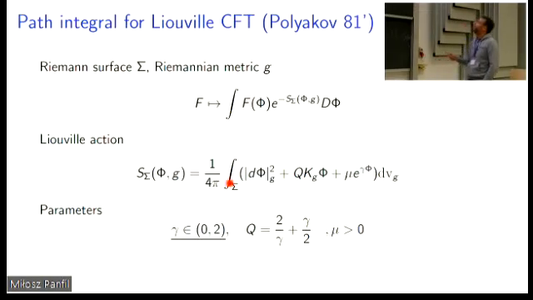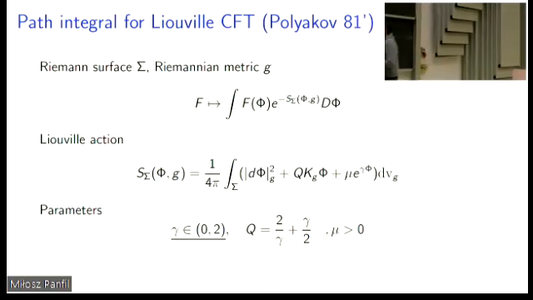And so when I have my function, there's the standard gradient square term on my surface, plus Q times the curvature, so this is the Ricci scalar curvature times the function phi, plus what is interesting, the interaction term. So I write mu exponential of gamma phi, and I integrate this on the volume form of my surface. So Liouville is about defining this thing, okay? It was introduced by Polyakov in '81 in his paper on bosonic string theory.